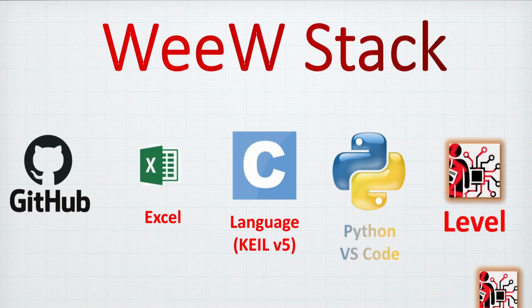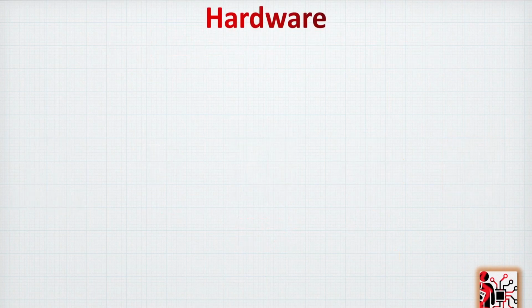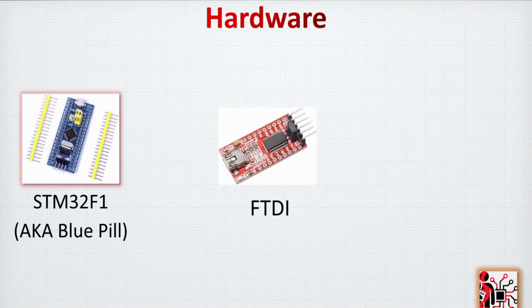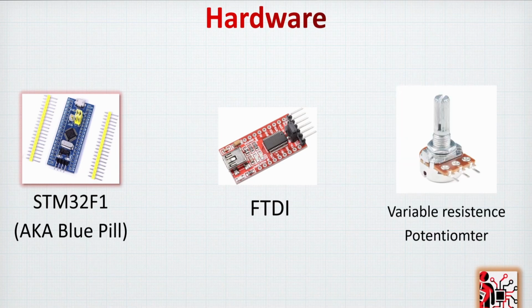Finally, I will explain everything, and you should be able to understand even if you didn't follow this tutorial, but it would be great if you have the background so you can really enrich your experience. For the hardware, as usual, we are going to use the STM32F1 based board, aka the Blue Pill, and also the FTDI to allow the communication between the STM32F1 and the PC and Python. And finally, some variable resistors, so we can play a little with the values going from the microcontroller to Python.